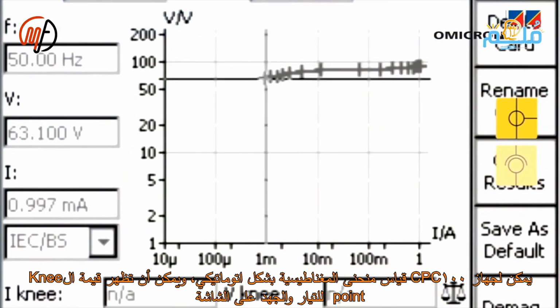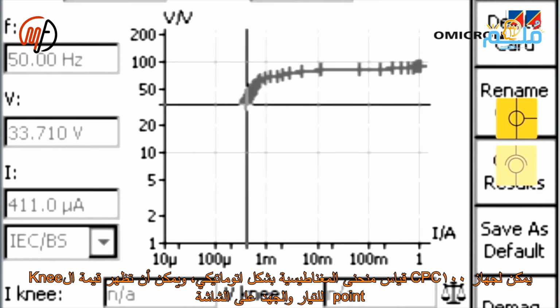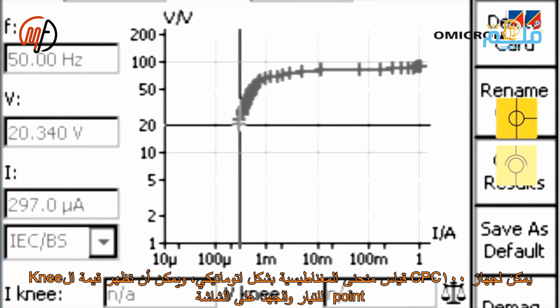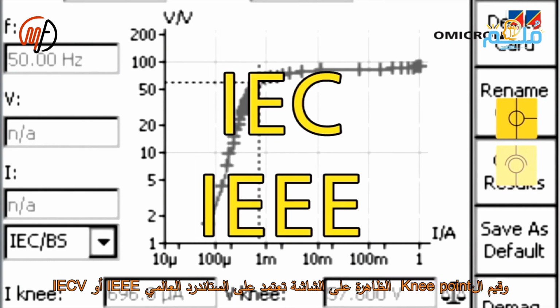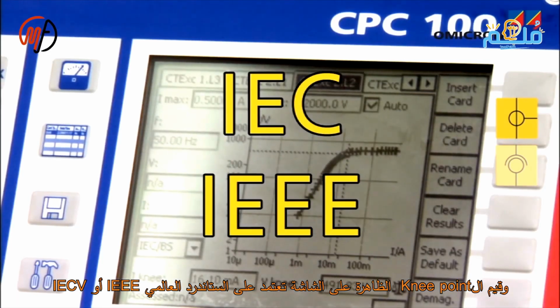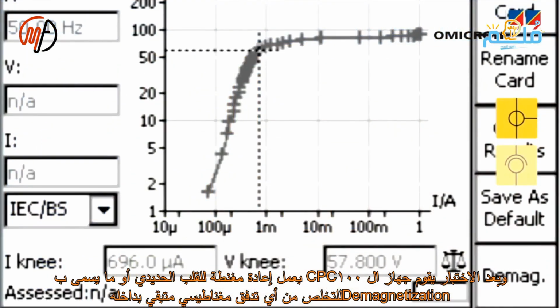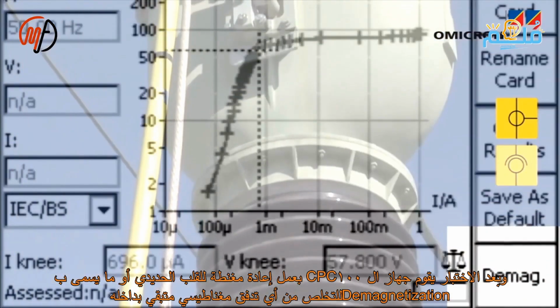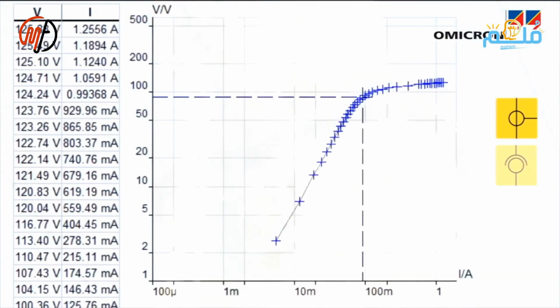In the case of achieving the required performance, the CPC can report the core's performance in accordance with IEC or IEEE ANSI standards. The CPC demagnetizes the CT core and generates a test report. Compare the measured knee point with the calculated one to ensure accuracy.